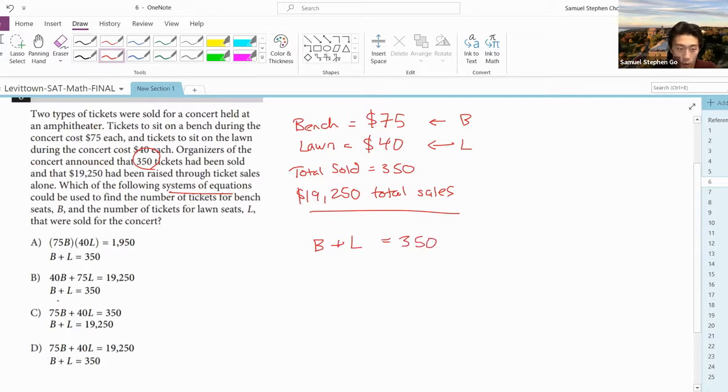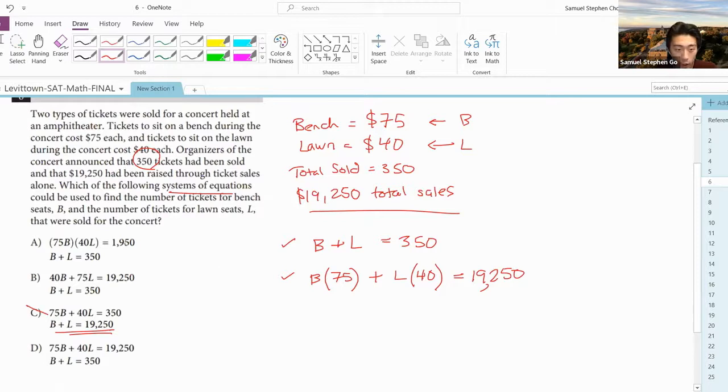So just by that, you can already eliminate C. This does not work. Step 2, we know that the total sales are 19,250. So the number of bench tickets times the amount that a bench ticket costs would give us how much they made from the bench seats. If we multiply these together and add it to L, the number of lawn seats, times the cost of a lawn seat, we should get 19,250. So convince yourselves this makes sense.